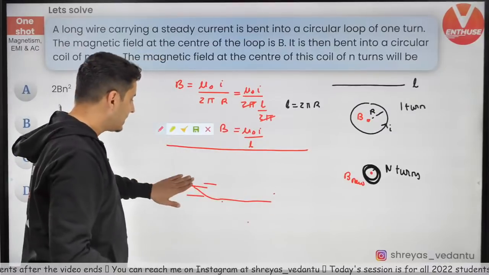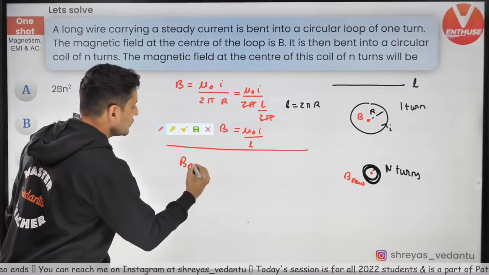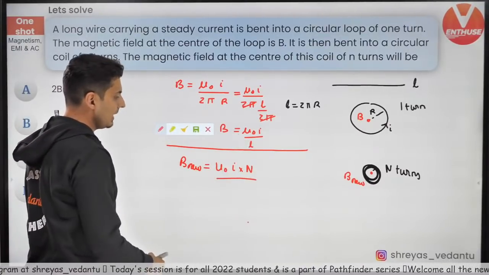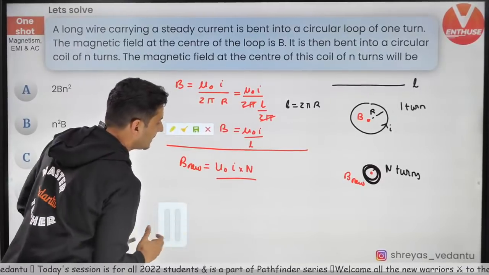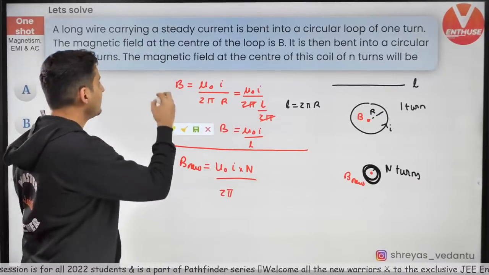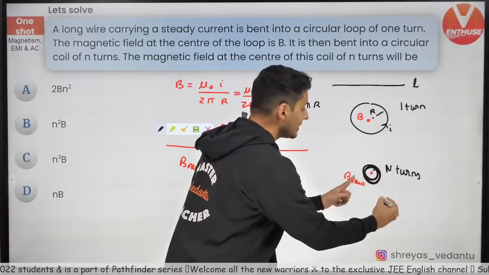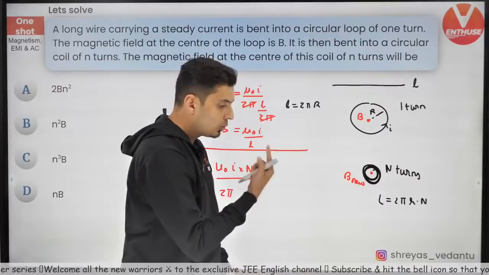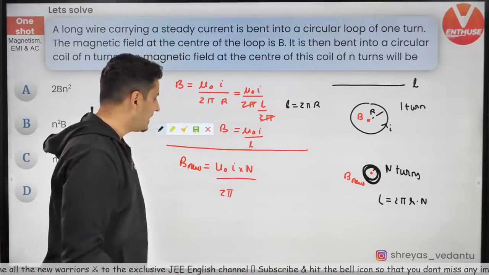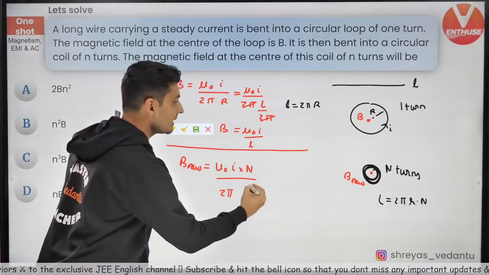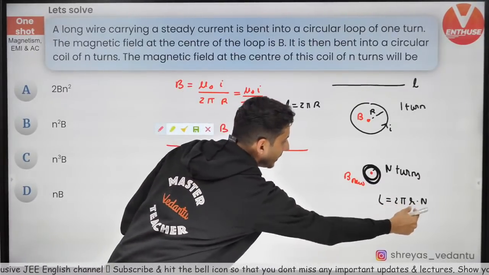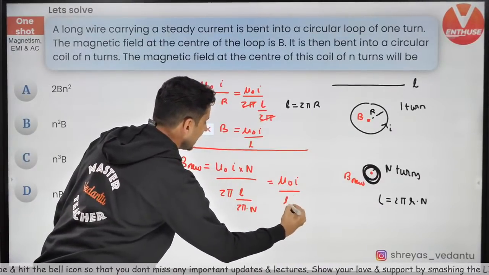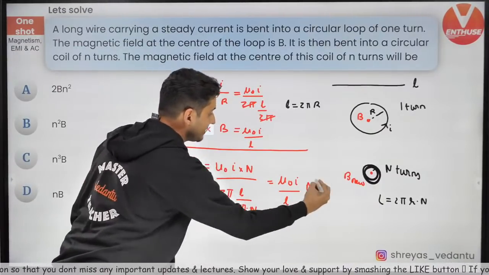In the case of the new B, understand there is a small difference. The new B will be mu naught I, but there will be n turns, so into n divided by 2 pi, and the new radius will be different. Think of it this way. The same length will be 2 pi, the new radius, into n times. 2 pi r, 2 pi r, 2 pi r, n times. So the value of small r will be L over 2 pi n. So 2 pi goes, and you will have mu naught I by L. N and n does not cancel, it multiplies, so it will become n square.